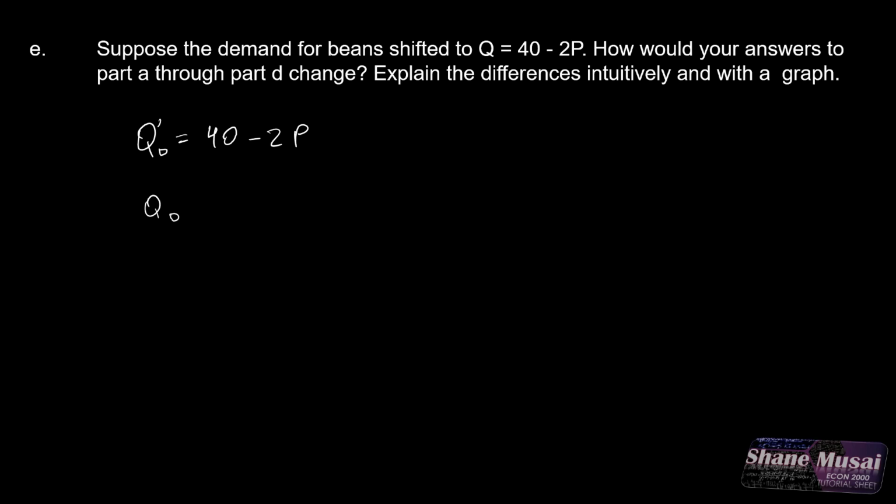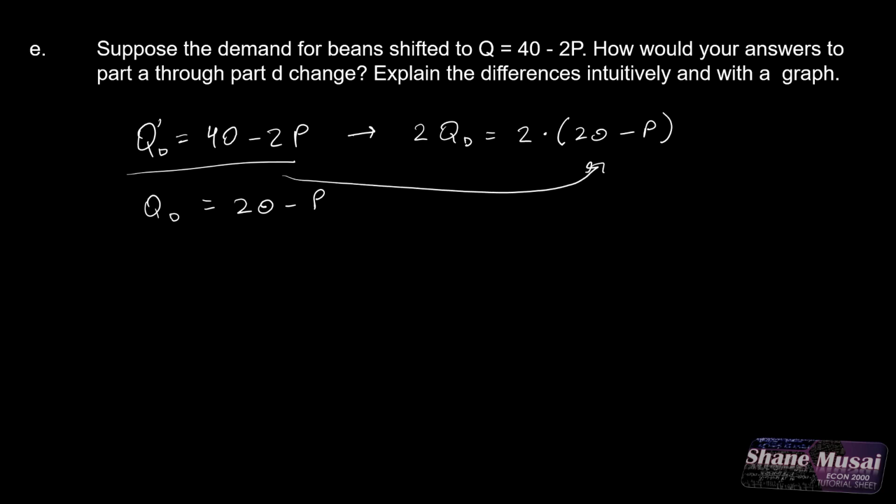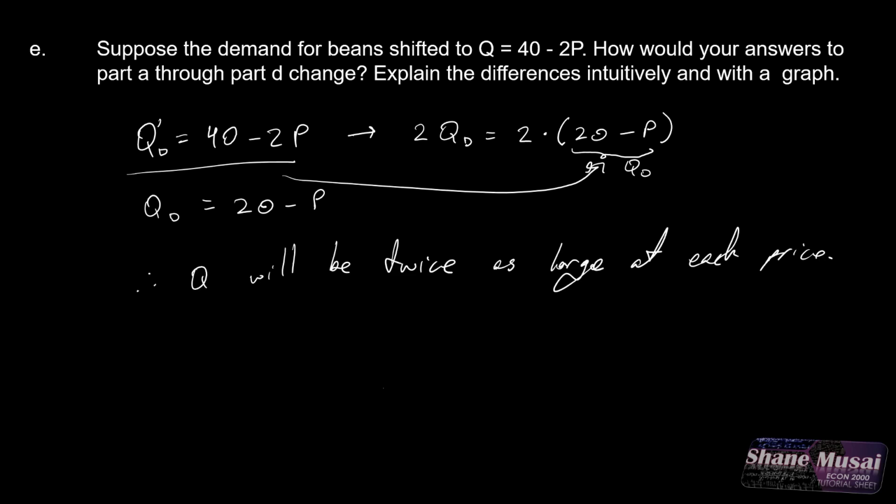The previous equation for quantity demanded was equal to 20 minus P. Notice that this new equation is equal to 2 times the old equation, because it is 2 times 20 minus P. This new demand curve is twice the old demand curve, QD. Quantity will be twice as large at each price. Therefore, your total expenditure will still be the largest when price is equal to 10.